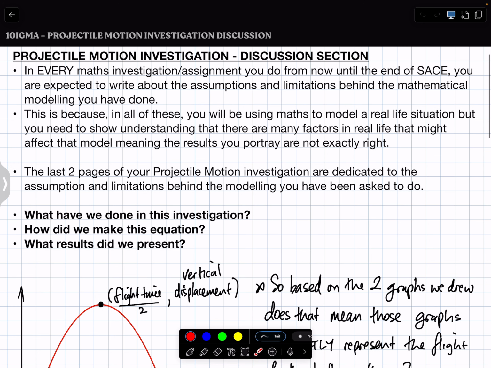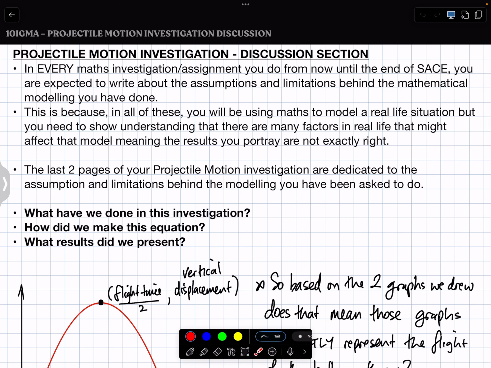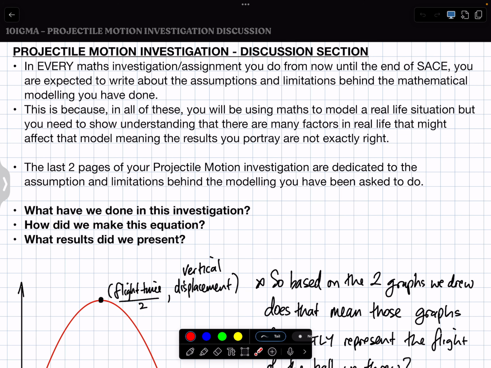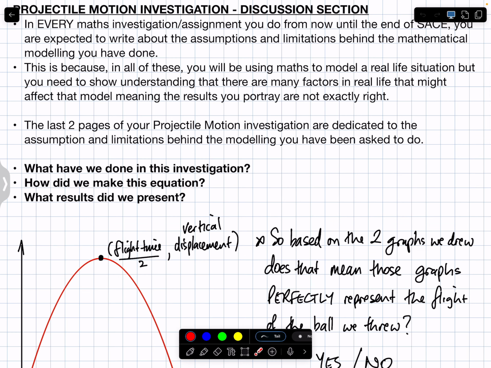So in every maths investigation you do from now until the end of SACE, you're expected to write about the assumptions and limitations behind the maths modelling you've done. Why? This is because in all of these, you're using maths to model a real life situation. Do you agree? Is that what we've done here? But you need to show there's some understanding. There's many factors in real life that might affect that model. Okay? It is not perfect. The last 2 pages of your projectile motion investigation are dedicated to assumptions and limitations behind the model.